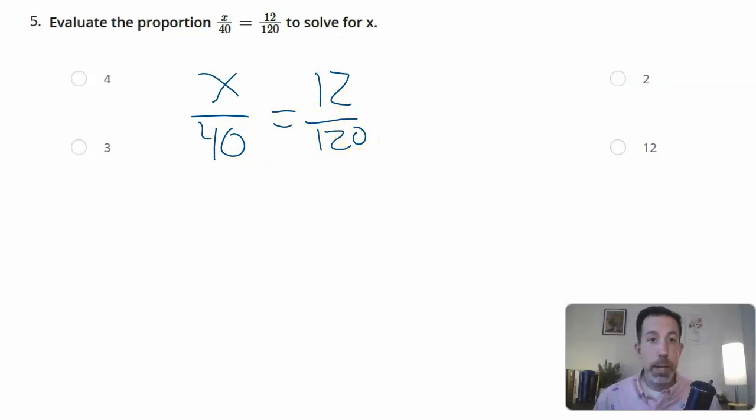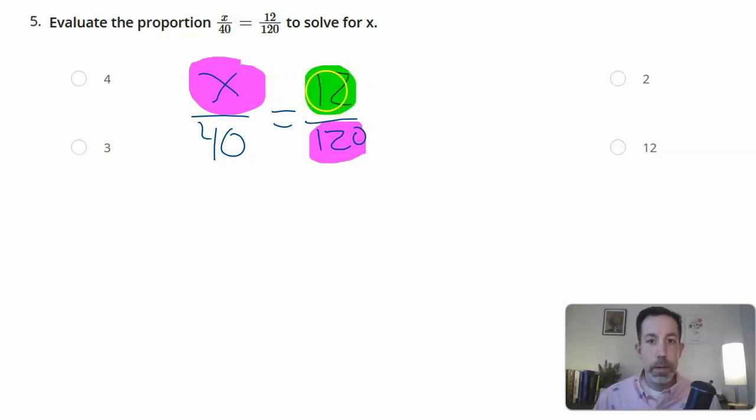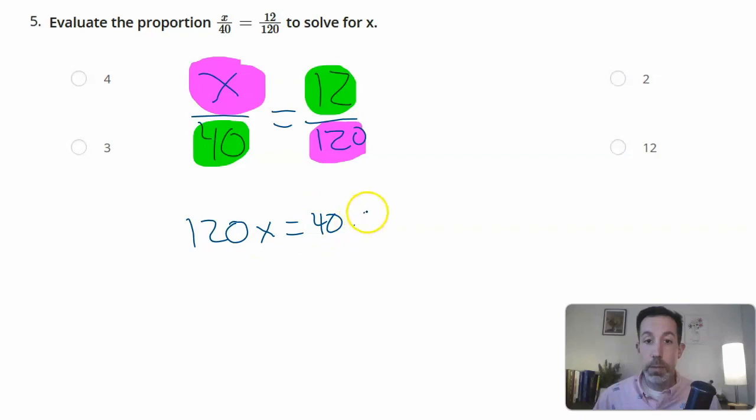Okay, and cross multiplying basically means taking the numerator on one side and multiplying it by the denominator on the other side. All right, and then you do the same thing, a numerator on one side by the denominator on the other side. So that's going to get us 120x. So I've just said 120 times x equals 40 times 12. All right, so I'm going to rewrite that a little, one step at a time. 120x equals 480.